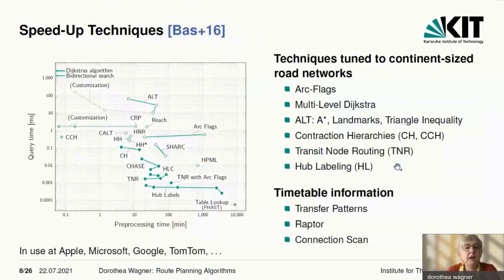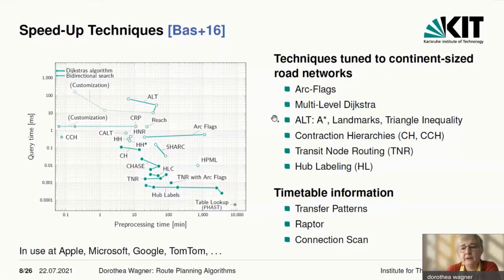Okay. Now, Matthias mentioned an overview article from 2016 by Bast et al. And in this article, there are lots of speed-up techniques that are applicable for route planning in road networks. There are also techniques tailored for timetable information. And this table is shown in this survey article.